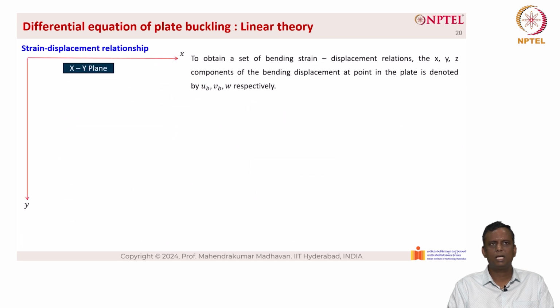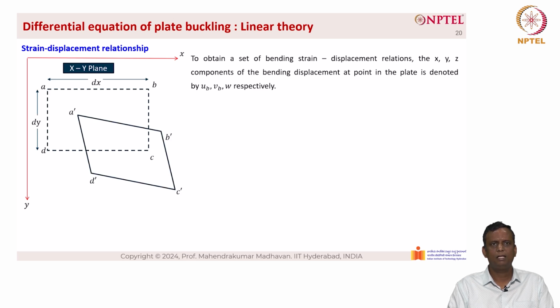Now let us look at the xy plane to derive the strain displacement relation. To obtain a set of bending strain displacement relations, the xyz components of the bending displacement at a point in the plate are denoted by u sub b, v sub b and w respectively. Now we have a small element ABCD whose length is dx and width is dy, and it deforms to A dash, B dash, C dash and D dash.